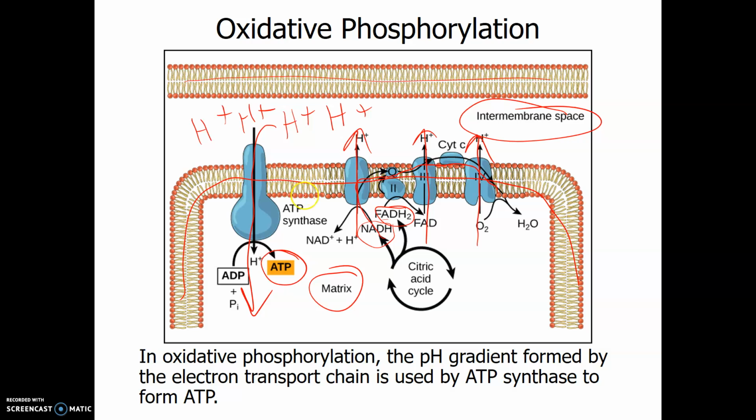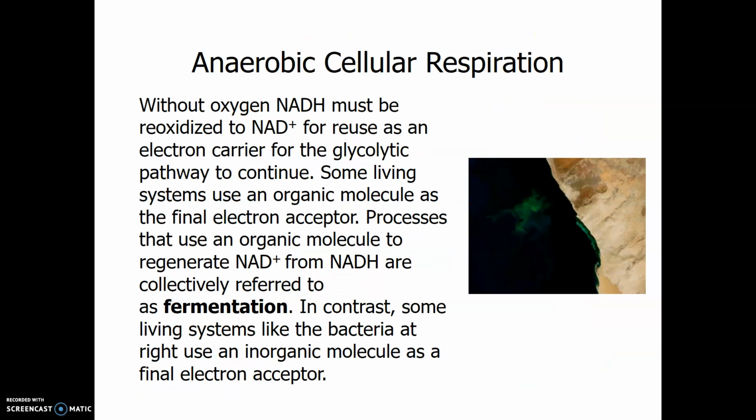That energy from the flow of hydrogen ions is used to generate ATP. The molecule that generates the ATP is an enzyme called ATP synthase. And then at the very end, the hydrogen ions are going to combine with oxygen and the electrons from the electron transport chain, and they're going to form water. The oxygen is the final electron acceptor molecule.